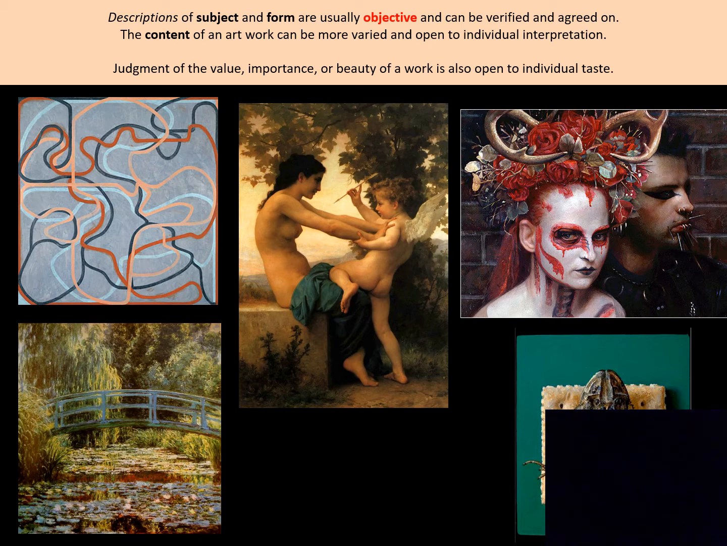We can agree on colors and shapes. The person there in the top right has a sort of red colored flowers on her head. The painting on the left has sort of gray and neutral background with some different colored lines. What we feel from the work of art is more subjective, more open to different interpretations.